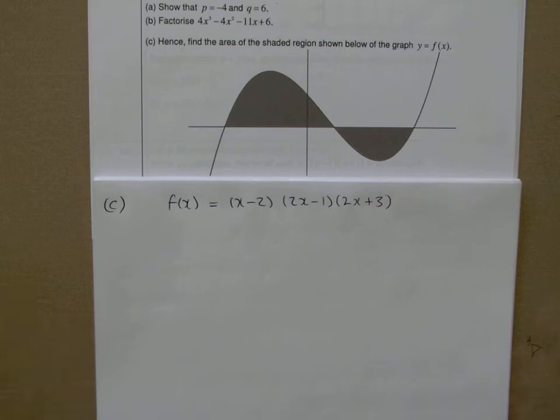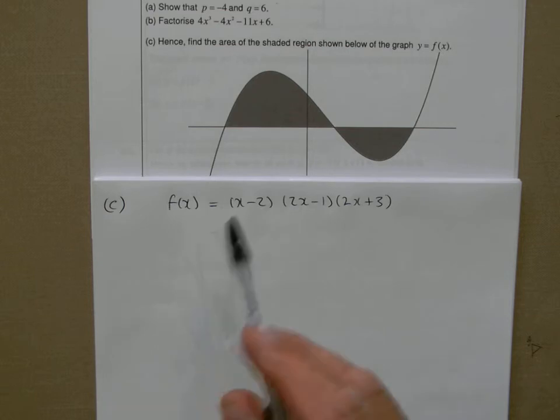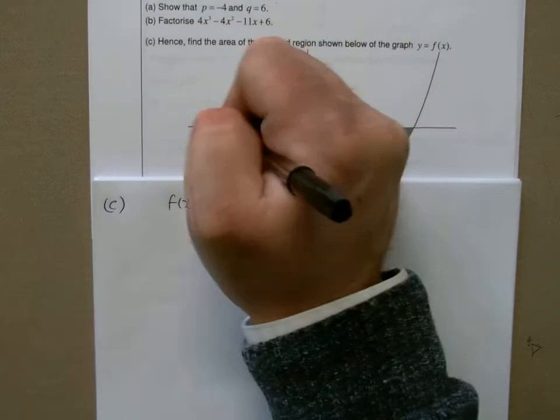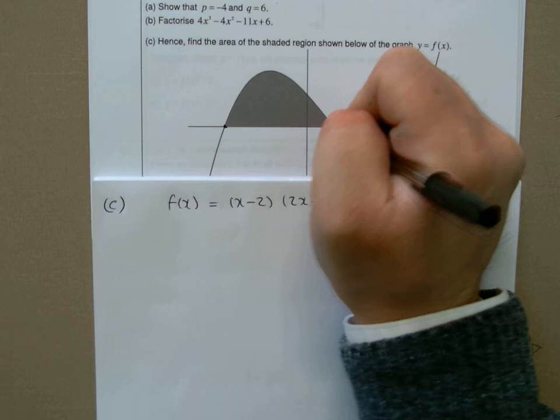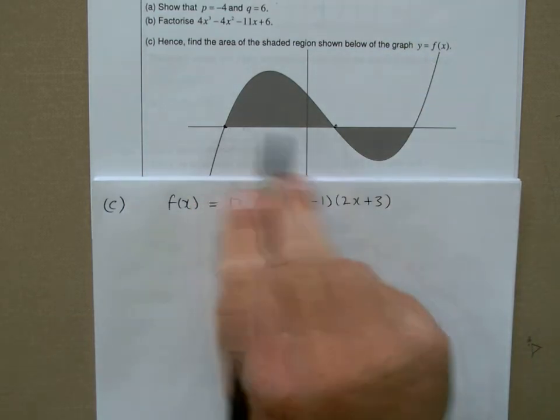Part C then says, hence find the area of the shaded region shown below of the graph y equals f of x. Now, to get the shaded area, we've got to integrate, yeah? And when we integrate, we need limits, don't we? And these are the limits here, yeah? So we're interested in the area under the curve between these two values here.